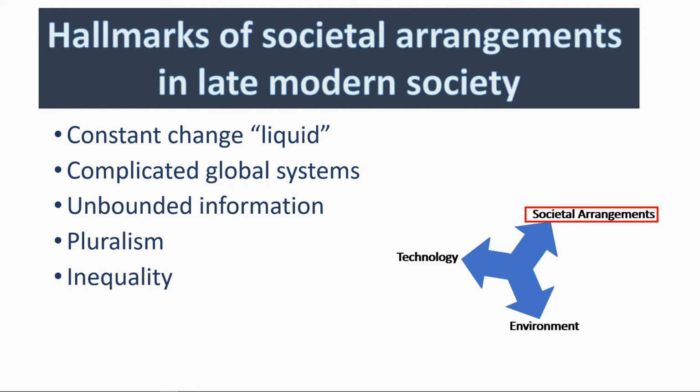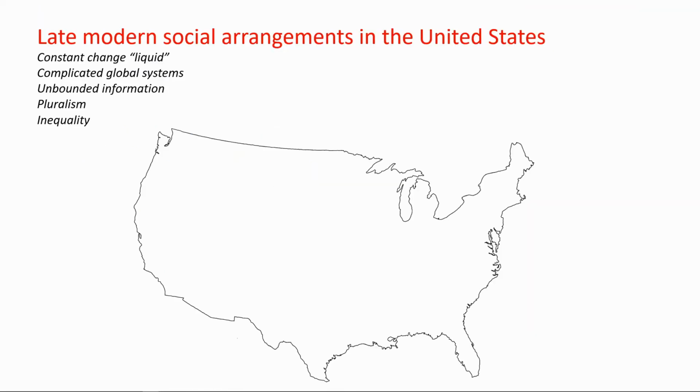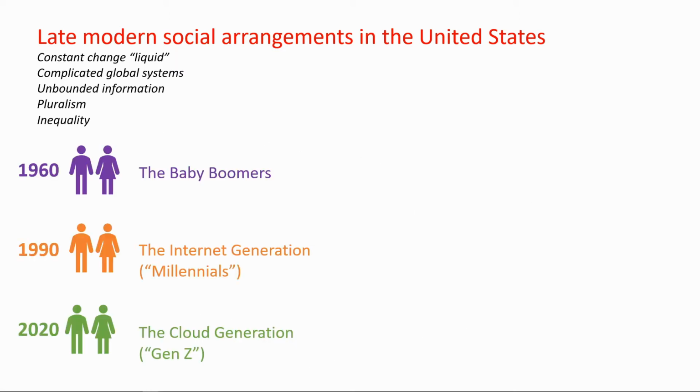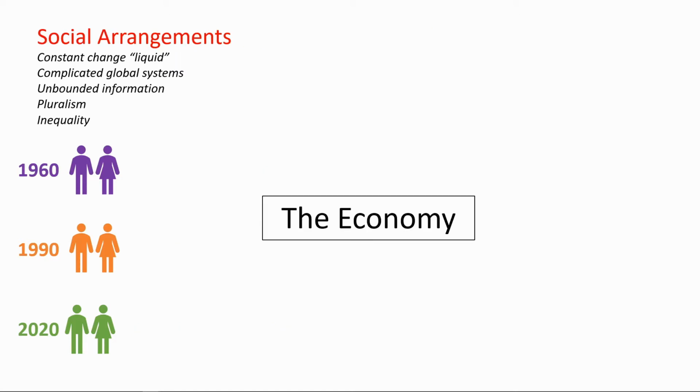So let's look at what these traits of late modern societies look like in practice, so we can figure out how the people in the generations are different. So let's compare 3 groups of people: the people born in 1960, the people born in 1990, and the people born in 2020. Let's look at some specific aspects of the United States economy as experienced by these 3 cohorts to begin to see how late modernity plays out for them. First, let's consider the labor market.